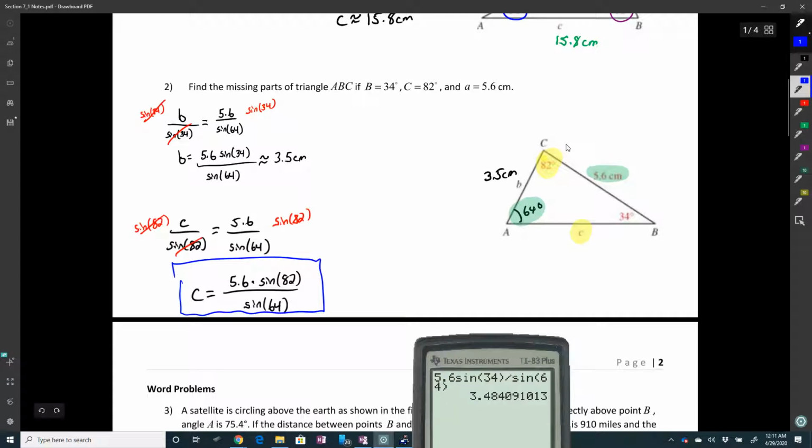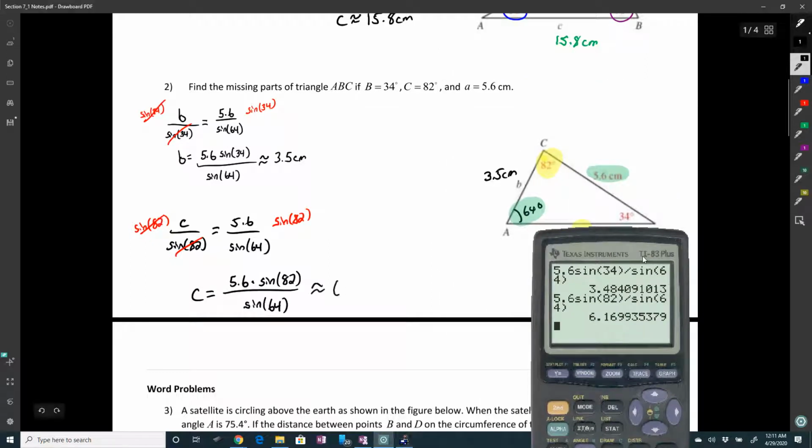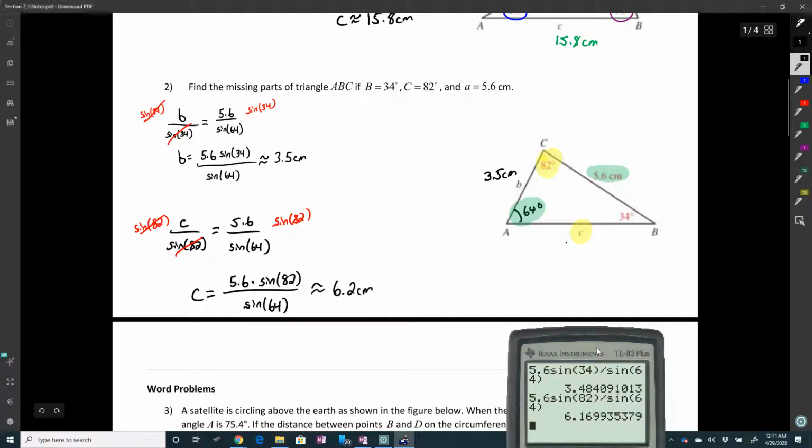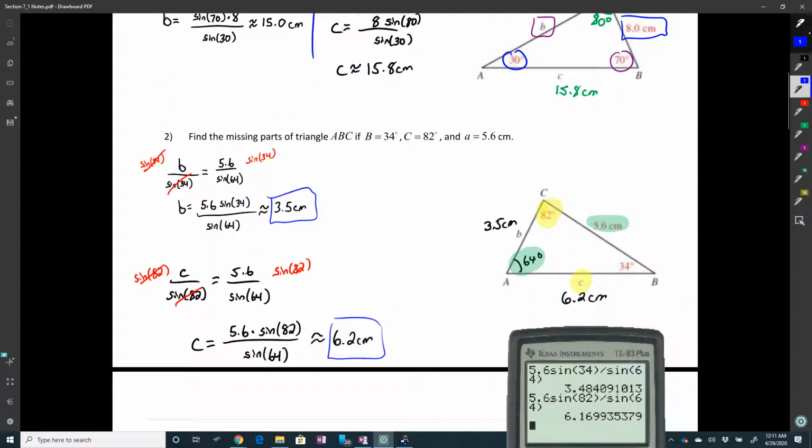Why did I box that? I have no idea. And so we can type that in and get our answer. Everything's the same, so I'm going to hit second enter. The only thing that changes is it becomes 5.6 and 64, and this becomes 82. Yep. And so I get 6.2. There you go. Yay. So the homework has like 5 of these, just to drill it in to make sure that you know how to figure out all the sides of a triangle.